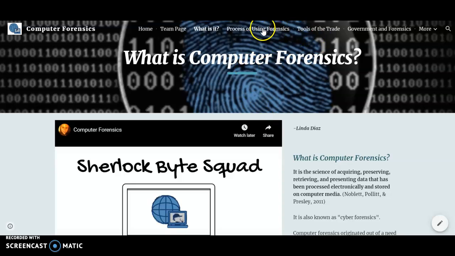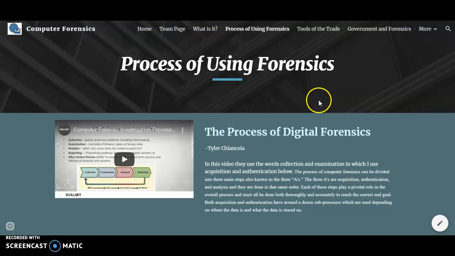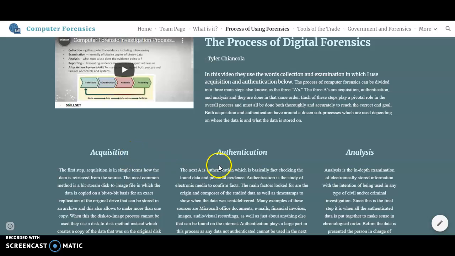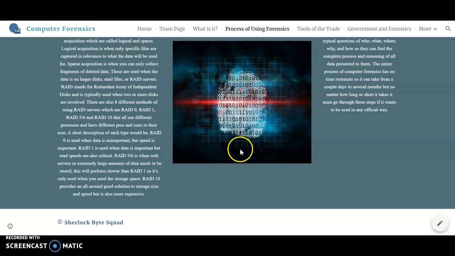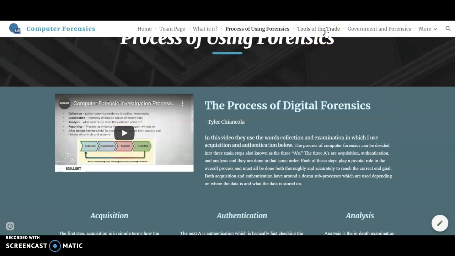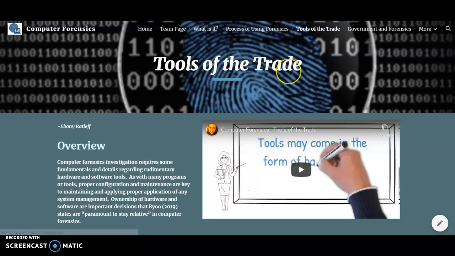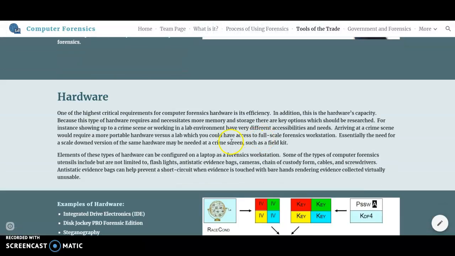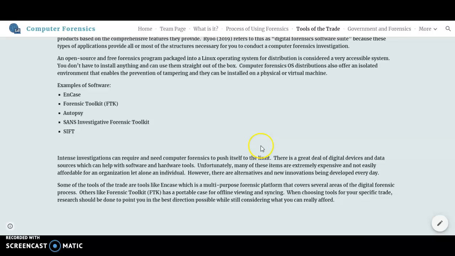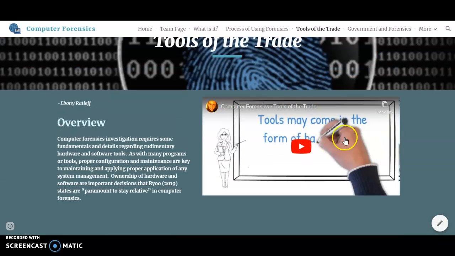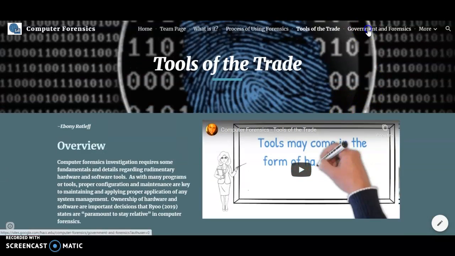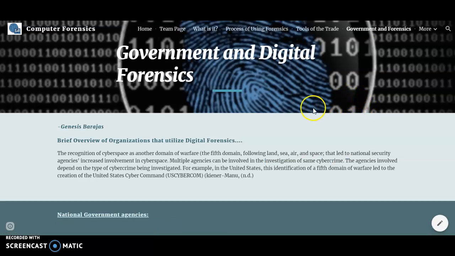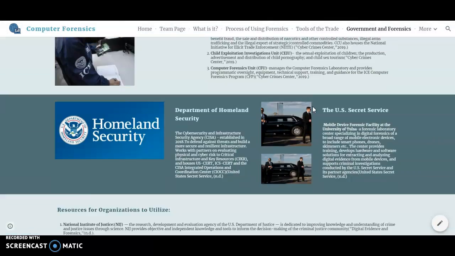Okay, and then if we're going to go to the other pages, we have the process of using forensics, which is Tyler's page, and he mentions the process. He uses three different types. So you have his page right here. You have Ebony's page, which is tools of the trade, and she goes into hardware, software, and techniques. You have government and forensics, which is Genesis's page, and she goes into the different agencies.